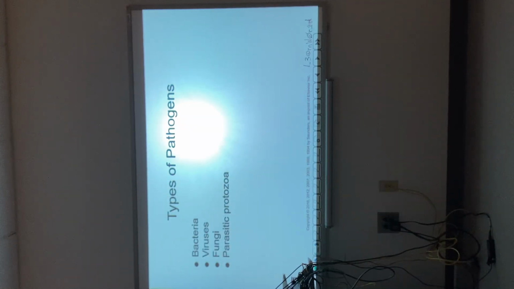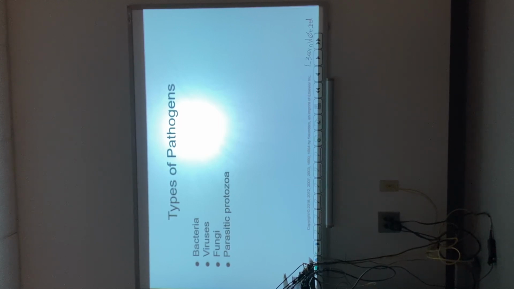Let's finish up this material. So we're going to talk about different types of infections, disease process, and pathogens. That's the area we're heading into now. For the various types of pathogens, there are 4 main areas you want to be familiar with: bacteria, viruses, fungi, and parasitic protozoa. Those are our four main types of pathogens, and you want to be able to differentiate between those four.